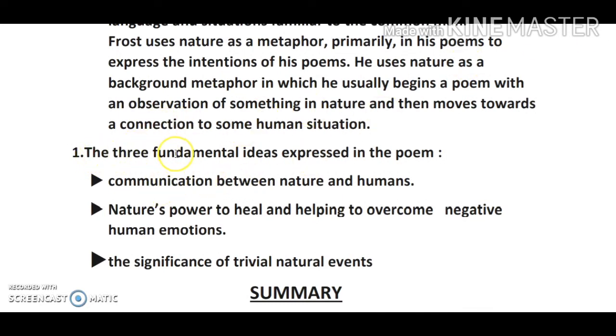The three fundamental ideas expressed in the poem: communication between nature and humans, nature's power to heal and help overcome negative human emotions, and the significance of trivial natural events.